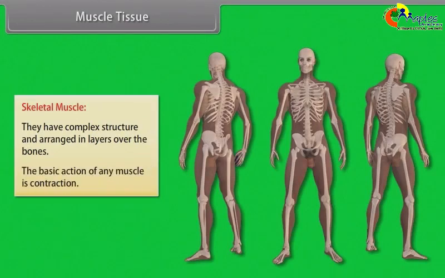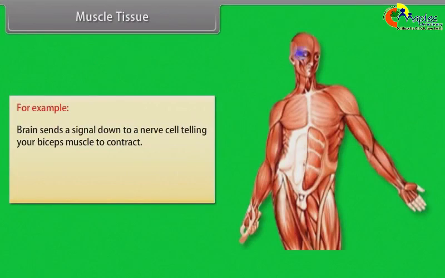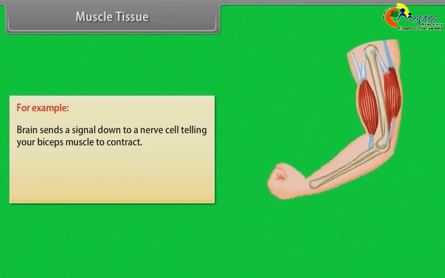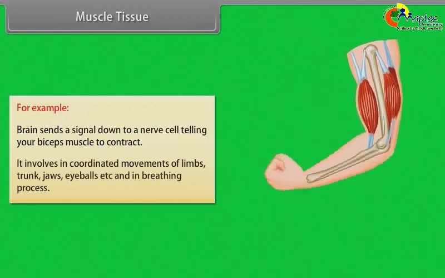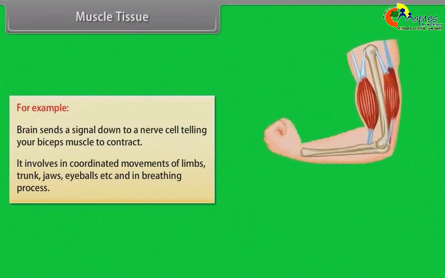The basic action of any muscle is contraction. For example, the brain sends a signal down to a nerve cell telling your biceps muscle to contract. It is involved in coordinated movements of limbs, trunk, jaws, eyeballs, etc., and in the breathing process.